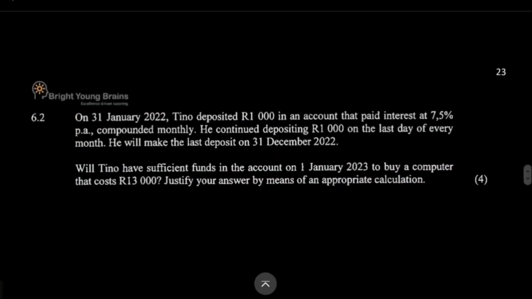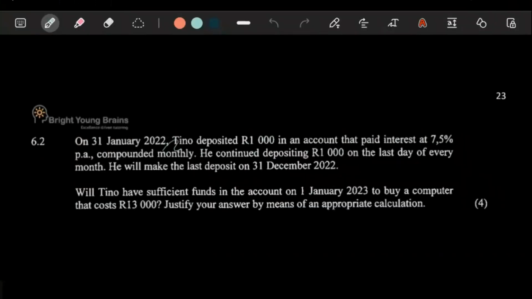Okay, so 6.2 here says on 31 January 2022, Chino deposited 1,000 rands in an account that paid interest at 7% per annum compounded monthly. He continued depositing 1,000 on the last day of every month. He will make the last deposit on 31 December 2022. So he deposited 1,000 into an account, and then it does that up until the end of that same year. So it's like January all the way to December.